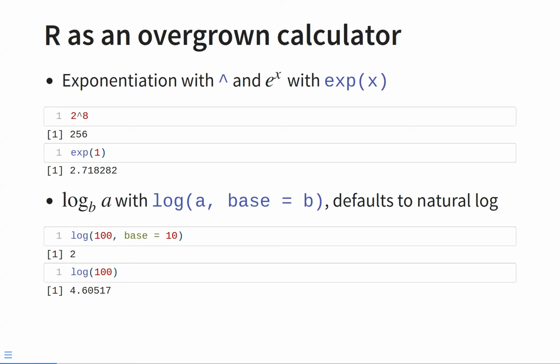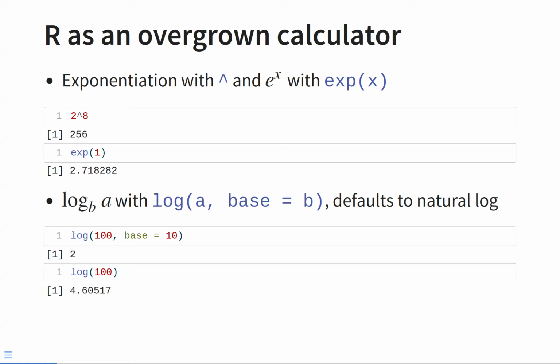In addition to the basic arithmetic operations, R also has exponentiation. So to raise a number to a power, we use this caret. So 2 caret 8 gives us 2 to the 8, which is 256. And if you want to access e, so the base of the natural logarithm, to calculate e to some power, you use the command exp. So exp of 1 is 2.718282, and so on.